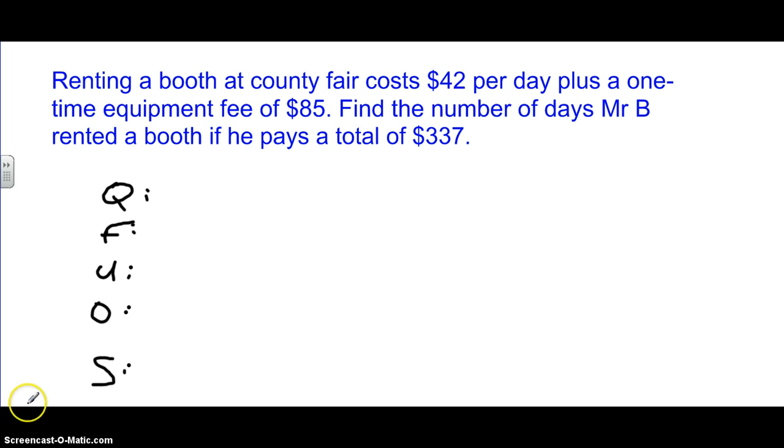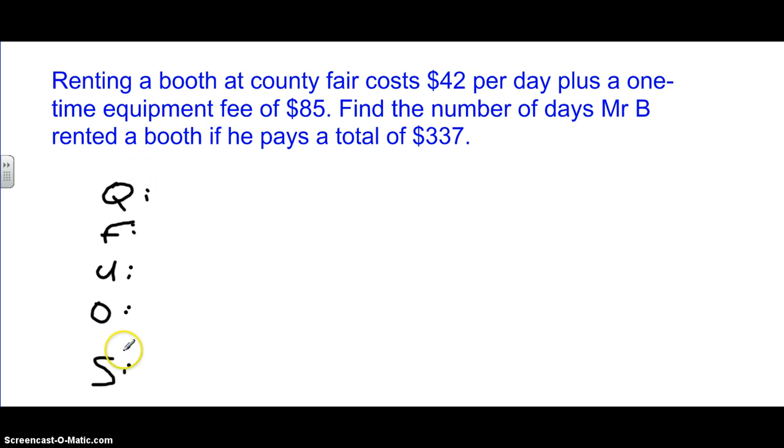Let's just look at one word problem, and then you can be on your way today. So pause the video and take this scenario down. It says renting a booth at the county fair costs $42 per day plus a one-time equipment fee of $85. Find the number of days Mr. B rented a booth if he pays a total of $337.